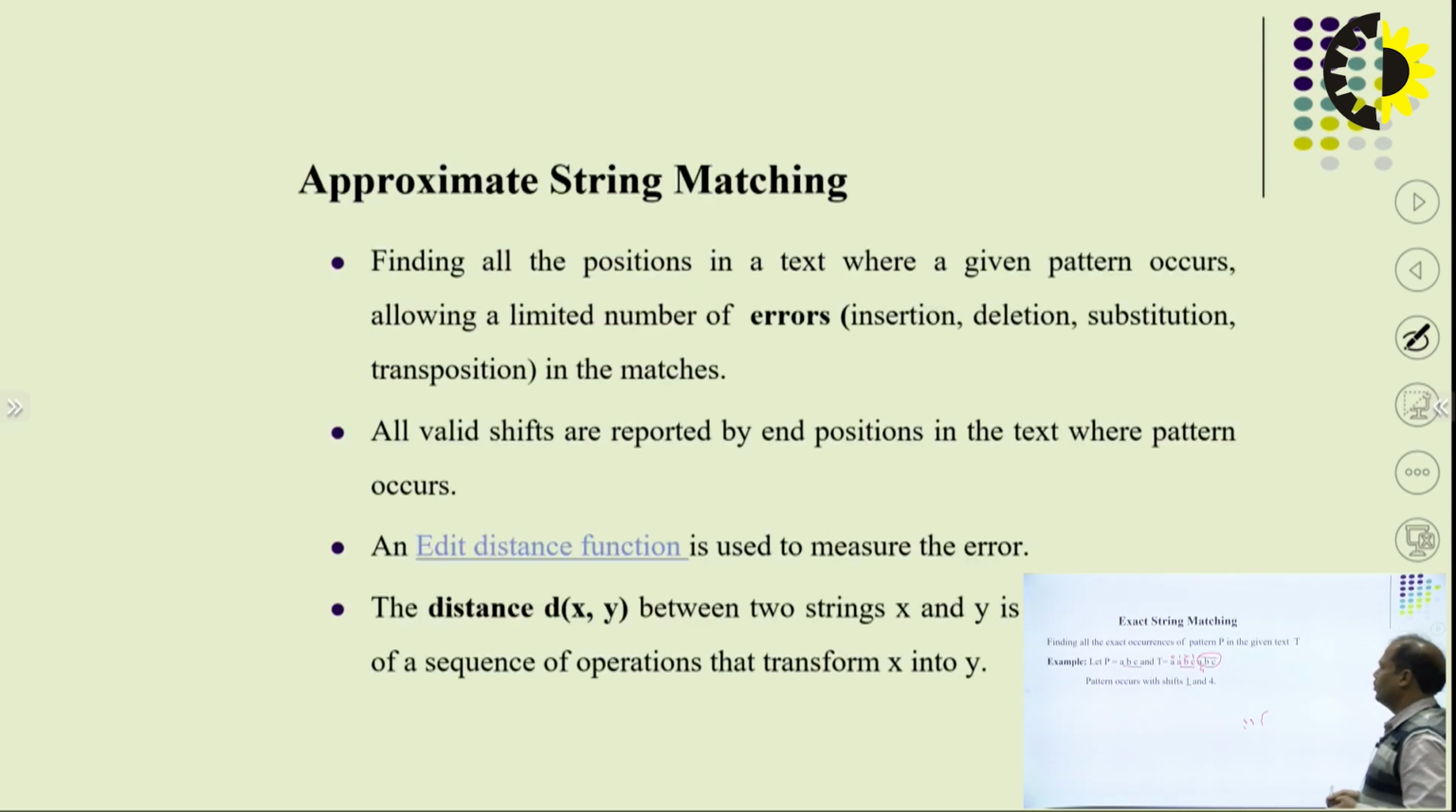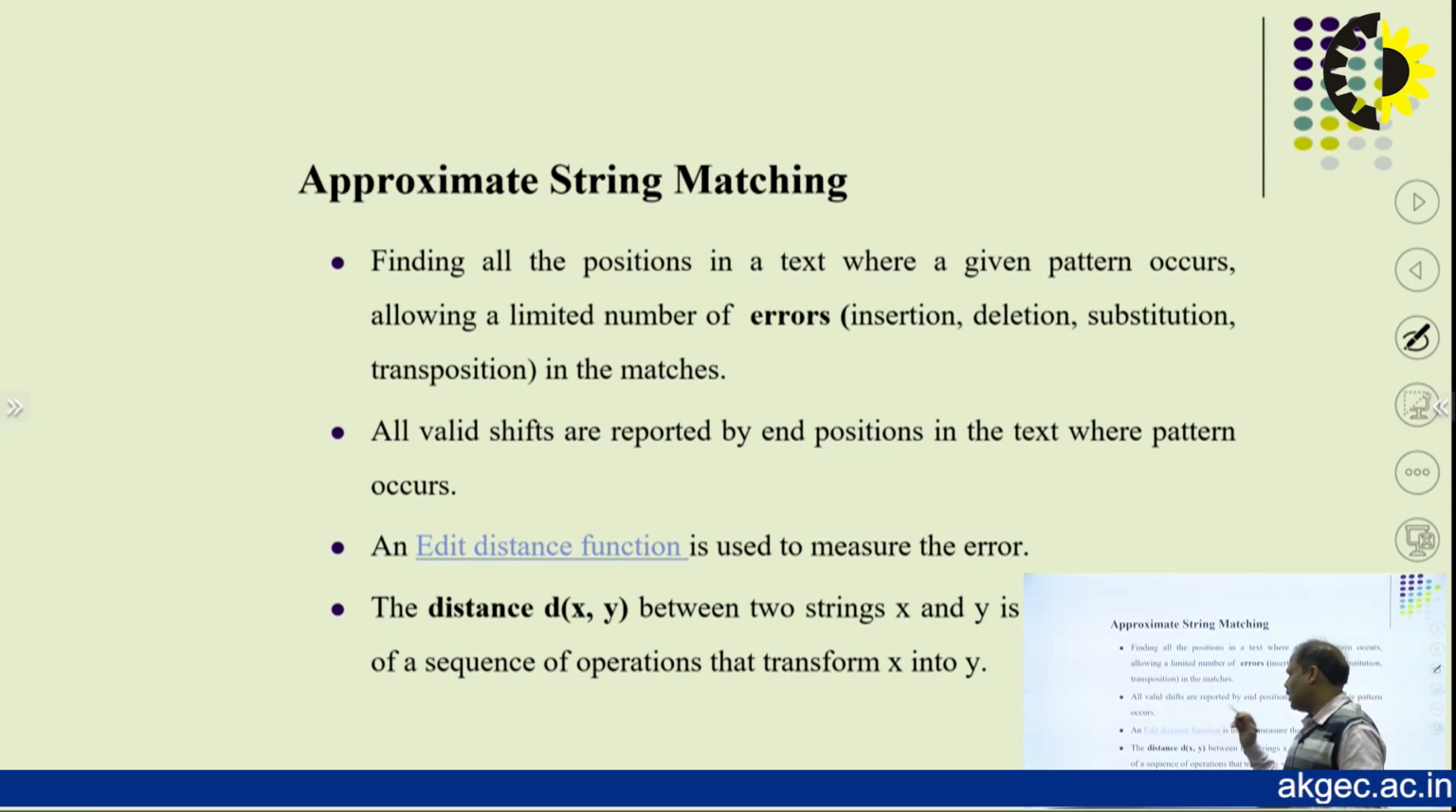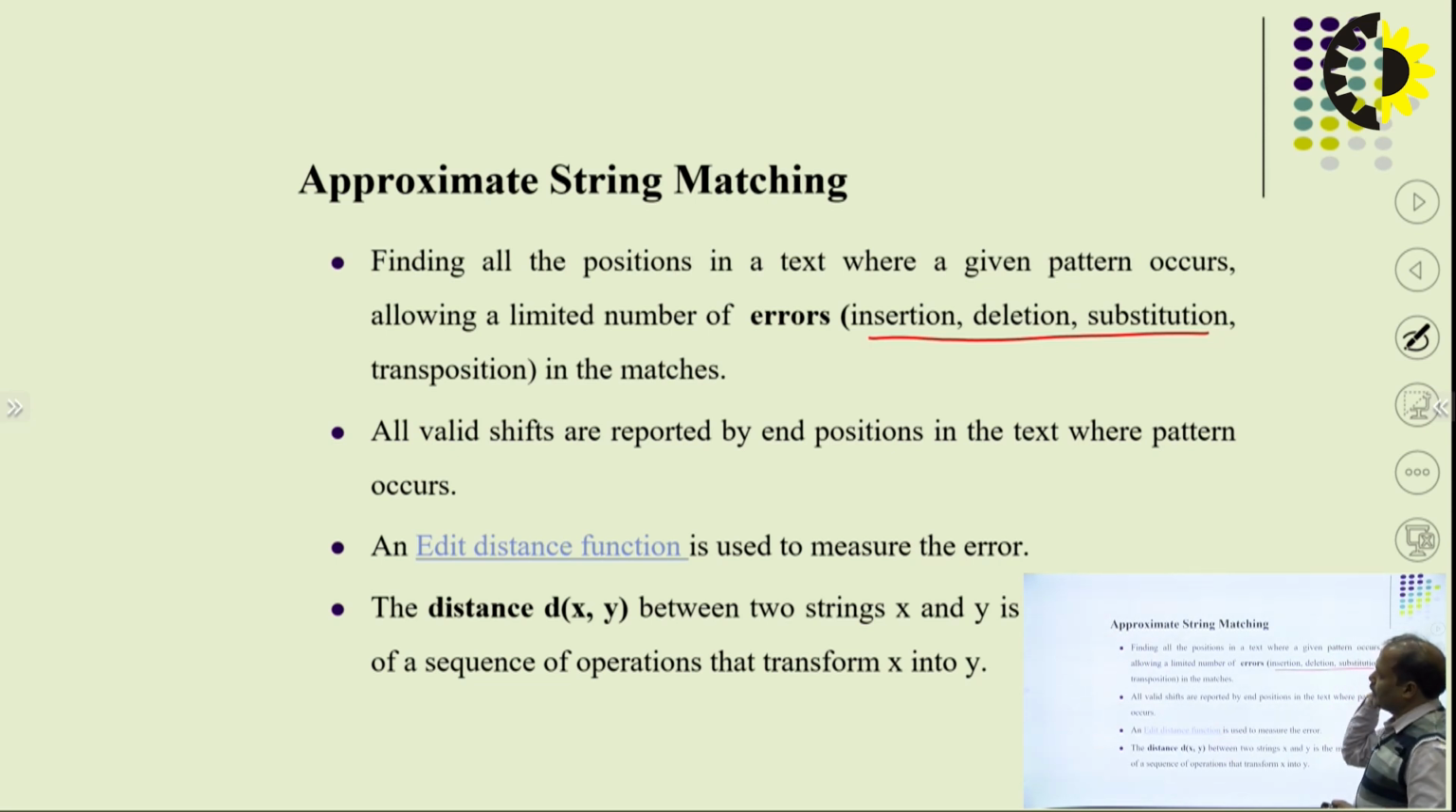The second category of string matching algorithm is approximate string matching. Generally, we use this in Google search. In approximate string matching, we are finding the pattern inside the text, but a certain error can be allowed in the matches. That error can be calculated using Euclidean distance and edit distance. So many distance measures are there. These errors can be in the form of insertion, deletion, substitution and transposition.